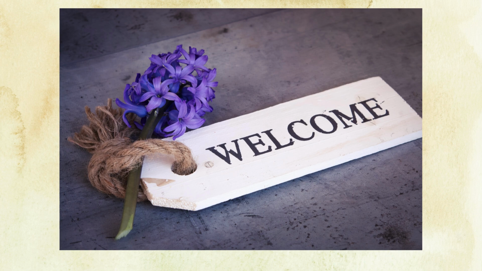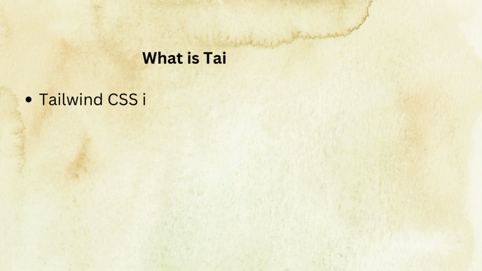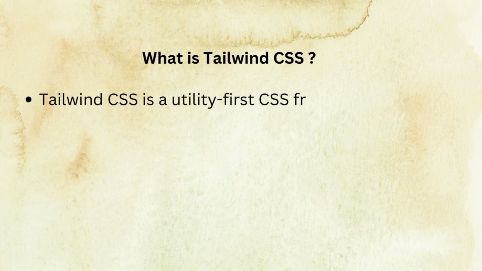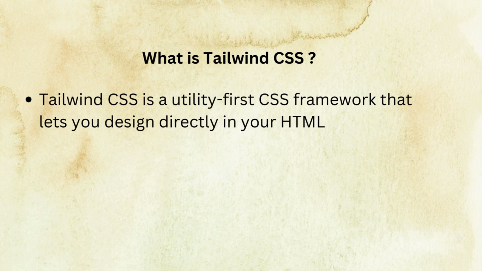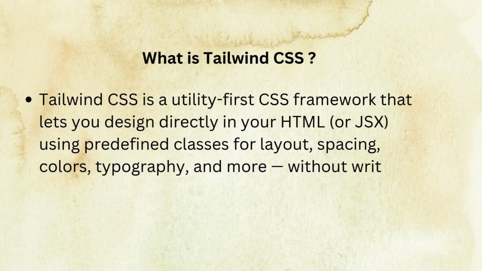Today we are starting Module 1, Introduction to Tailwind CSS. What is Tailwind CSS? Tailwind CSS is a utility-first CSS framework that lets you design directly in your HTML or JSX using predefined classes for layout, spacing, colors, typography, and much more, without writing custom CSS.